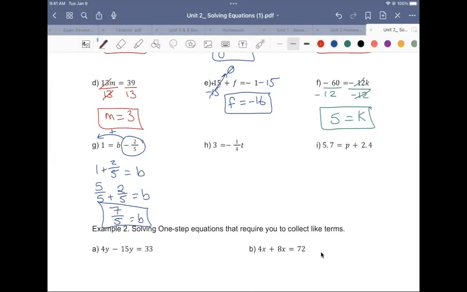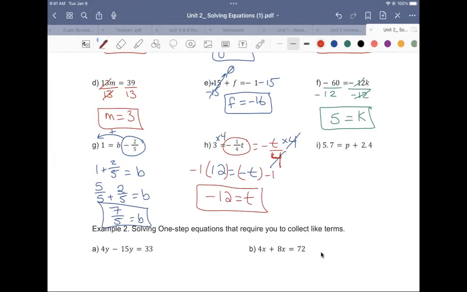Next, for t, one thing to keep in mind is that this is equal to negative t over 4. I can see it's divided by 4, so I'm going to multiply both sides by 4. So 12 is equal to negative t. Now I have this negative here, so I'm going to multiply both sides by negative 1, and I will get negative 12 equals t. Then over here, again, I've got plus 2.4. Move it over the equal sign so it becomes negative, and I will get 5.7 minus 2.4 is equal to 3.3, which is equal to p.